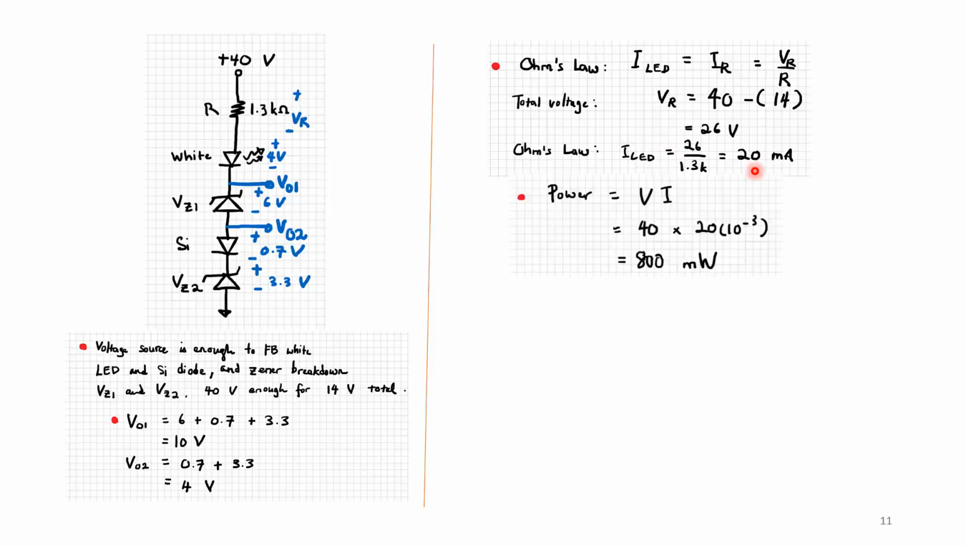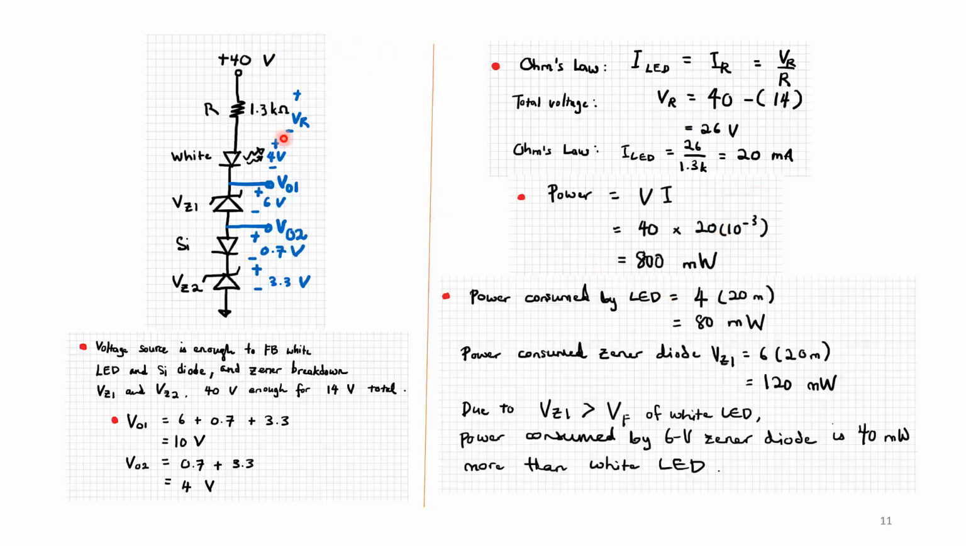So the power that is produced by the power supply is going to be 40 volts times 20 milliamps, which is 800 milliwatts. But the power consumed by the white LED is going to be 4 volts, because that's the voltage drop across it, times the current through it, which is 20 milliamps. So the power consumed by the LED is 80 milliwatts, whereas the power consumed by the Zener diode, which has a voltage drop across it of 6 volts when it turns on, times 20 milliamps, is 120 milliwatts.